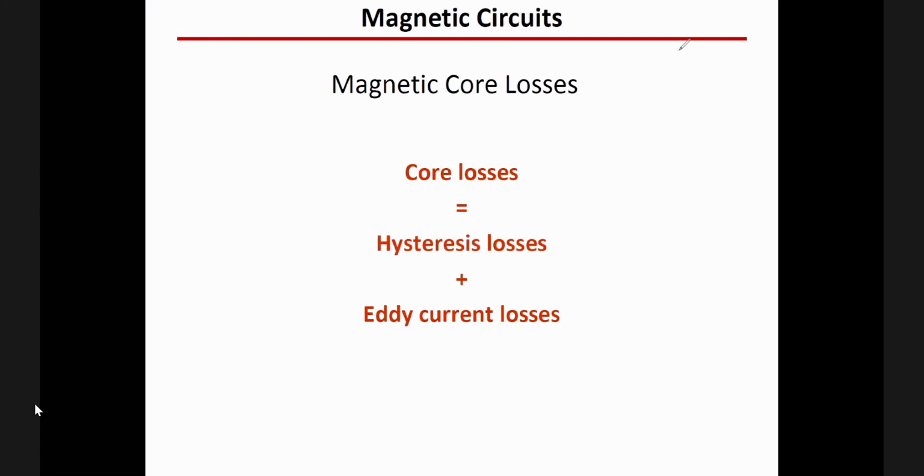The last part is basically just discussing some losses in the magnetic circuit. And the main two losses are called in the core hysteresis losses and eddy current losses. And I'm gonna go through them one by one.